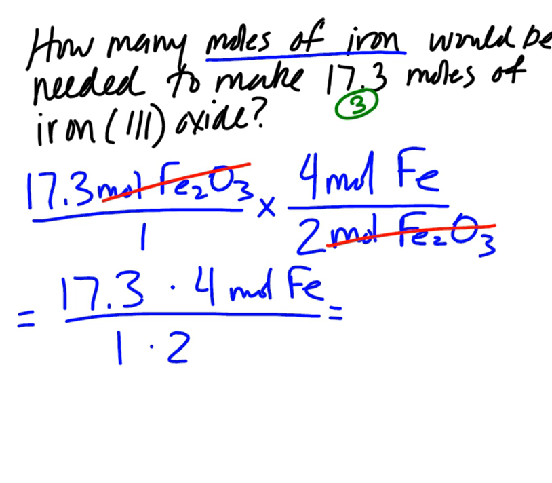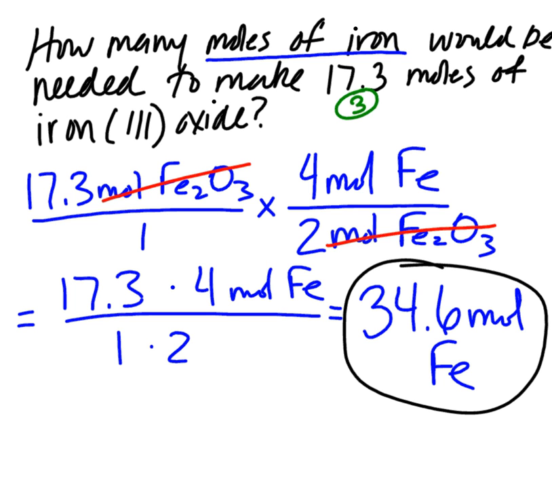Okay, so doing the math, I end up with 34.6 moles of iron. So what does that mean? That means that I need 34.6 moles of iron if I want to make 17.3 moles of iron 3 oxide. So that's how much I'm going to need if I want to make that 17.3 moles of iron oxide. Okay, let's look at the next problem.